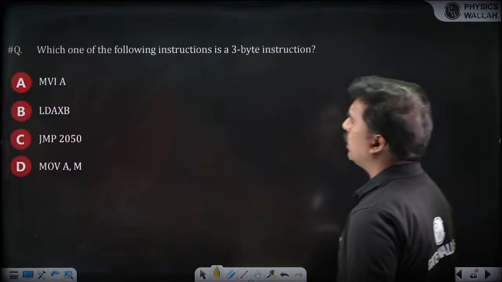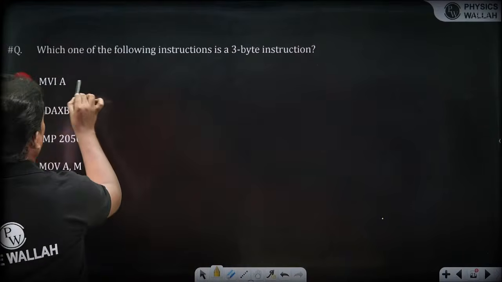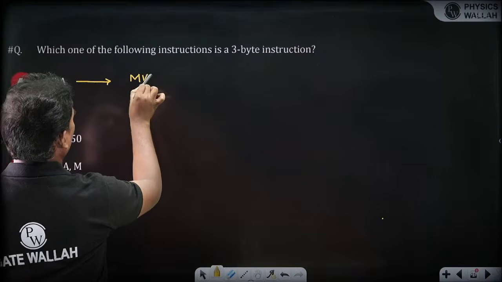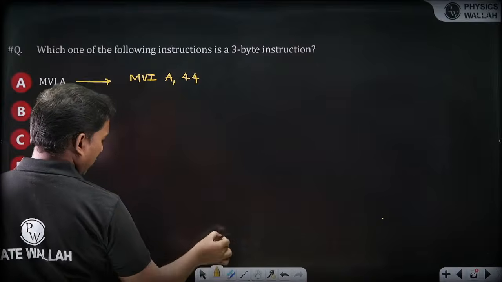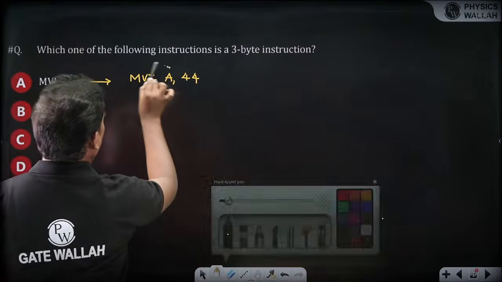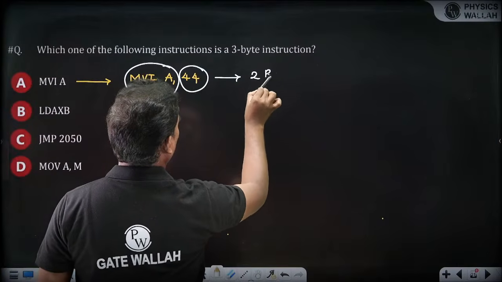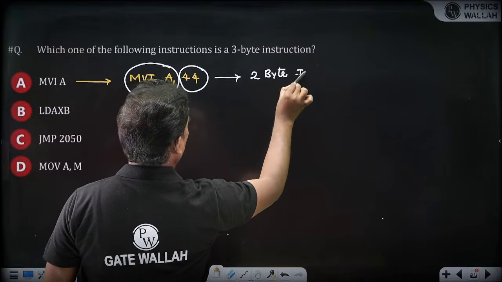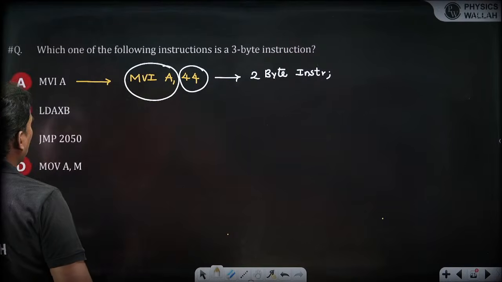Which of the following instructions are 3-byte instructions? Suppose you say MVI A, 44. Now this is going to become the opcode and this is going to become the operand. So this is a 2-byte instruction. Next, LDAX B and JMP 2050.